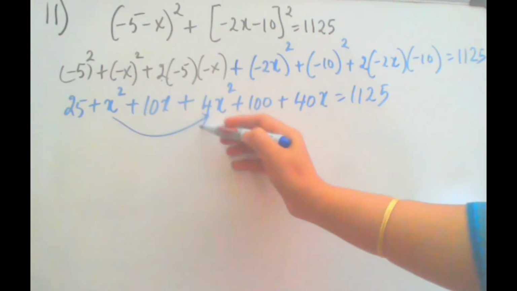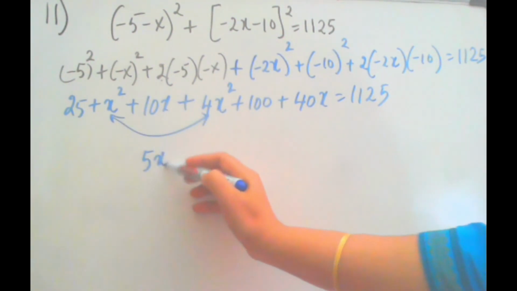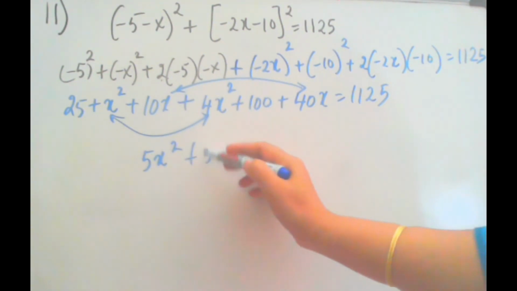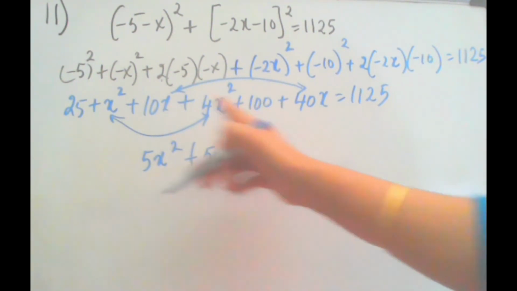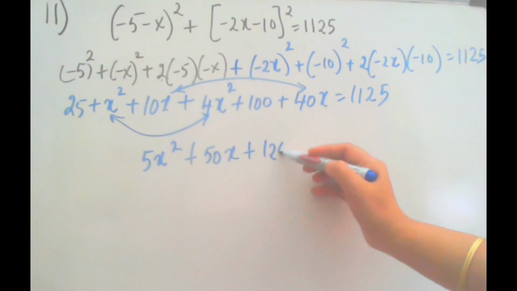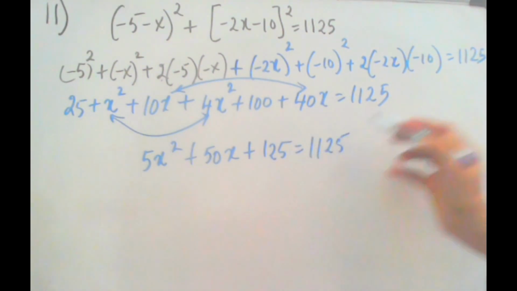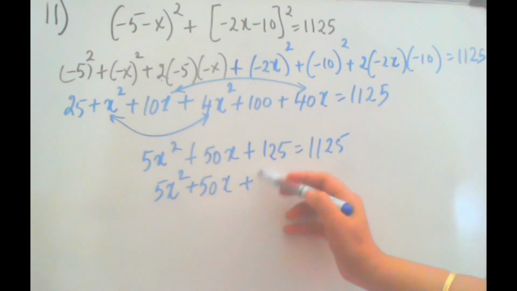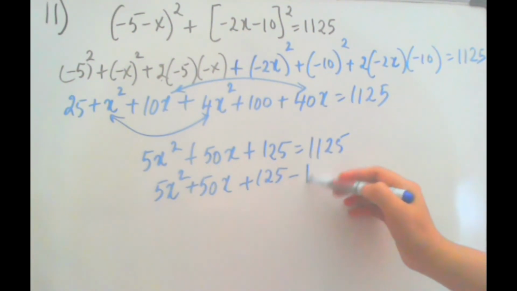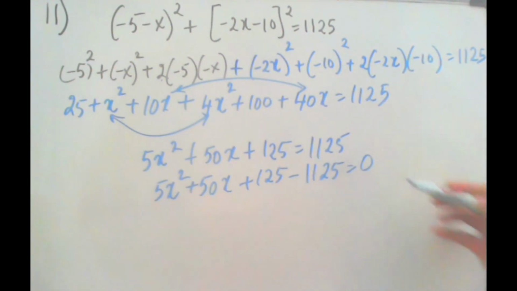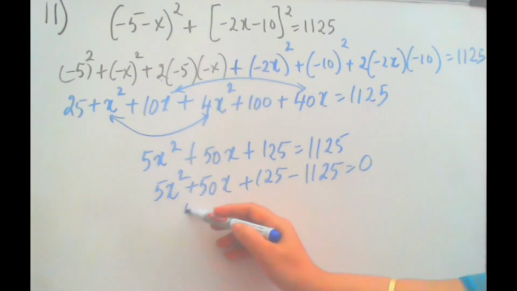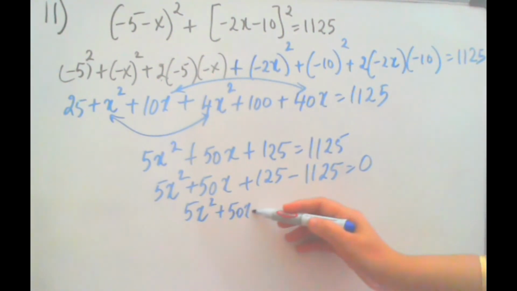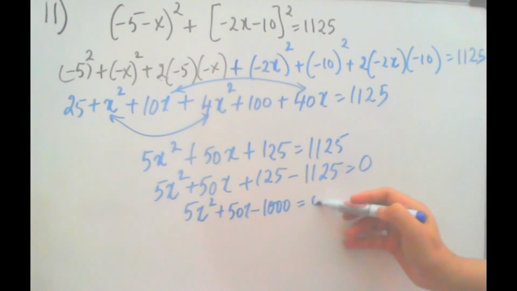So x² terms clubbed, we get 5x². x terms clubbed, we get plus 50x. Then the constants, 125, so 5x² + 50x + 125 equals 1125. Bring this 1125 to the left side, equal to 0. So 5x² + 50x - 1000 equals 0.